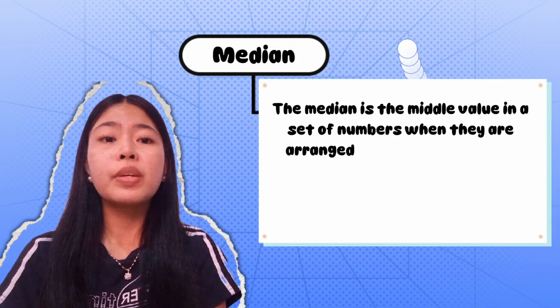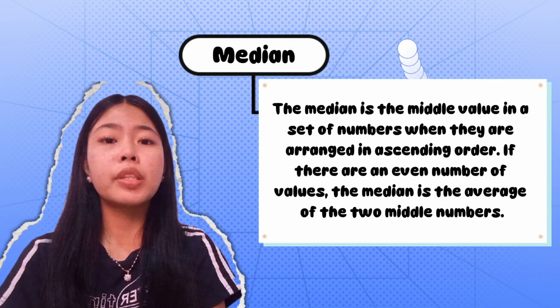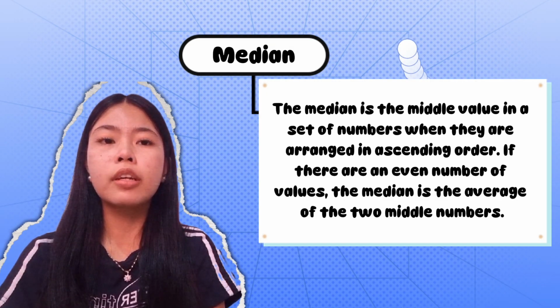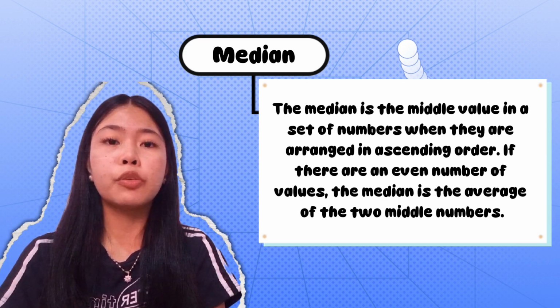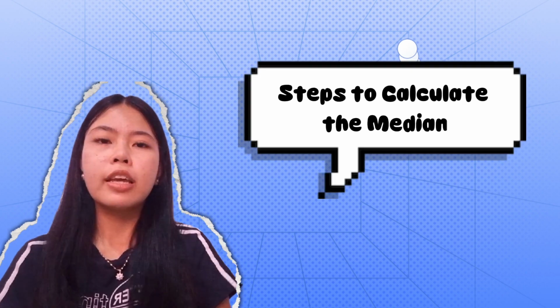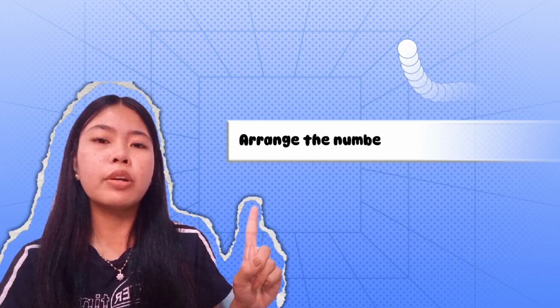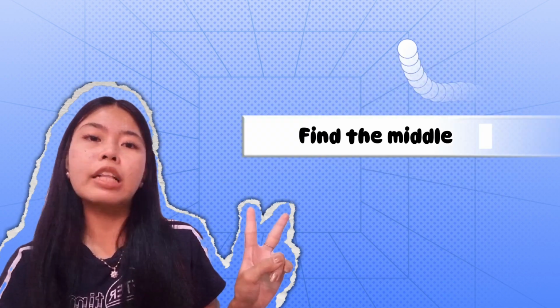The median is the middle value in a set of numbers when they are arranged in ascending order. If there are an even number of values, the median is the average of the two middle numbers. Steps to calculate the median. Step 1. Arrange the numbers in ascending order. Step 2. Find the middle value.